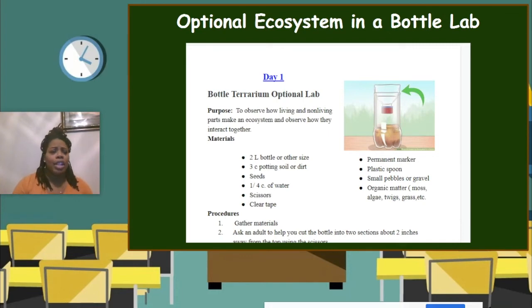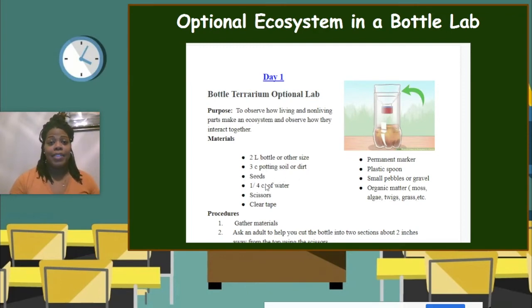You do need an adult to help you with this. We often do this in class. To get it done, you need a 2-liter bottle, or a smaller bottle is okay. You just need to use less of everything else if you use a smaller size bottle, like a 1-liter bottle or something like that. You need some potting soil or dirt.